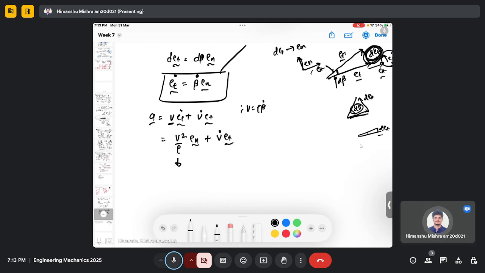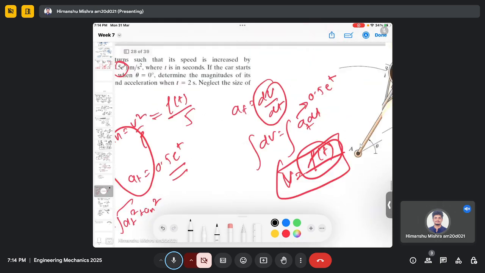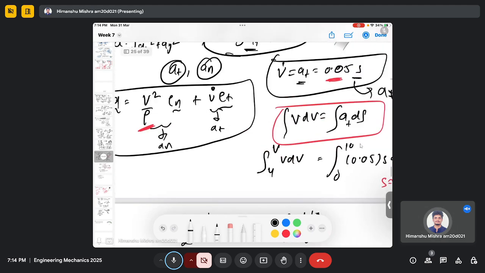This can still be modified into rho beta dot square or v beta dot. So this is my normal component of acceleration, and this is my tangential component of acceleration. So then we use this relation of acceleration and this relation of velocity in the problems. We solve few problems based on the curvilinear coordinate.